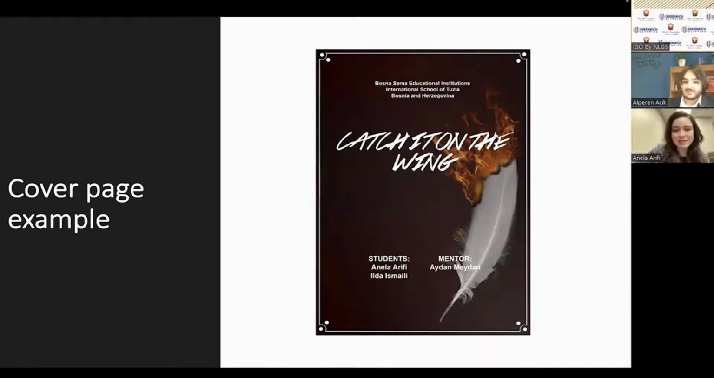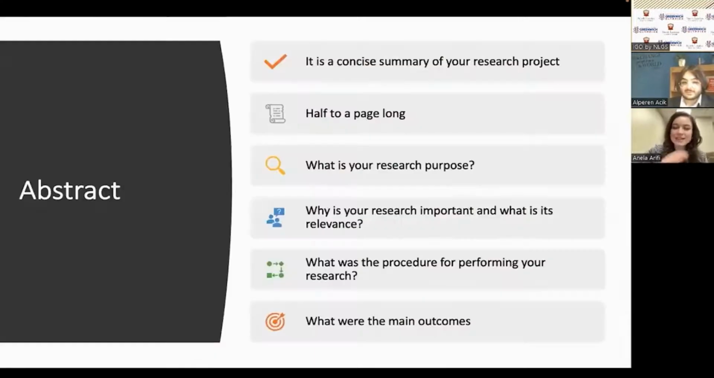Then the next element of a research paper is the abstract. The abstract is basically a paragraph or a few paragraphs which represent a concise summary of your whole research. It's usually half to a page long, more often half a page than a page. So I would say think about that.